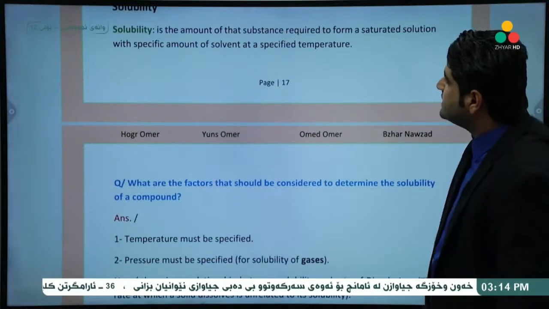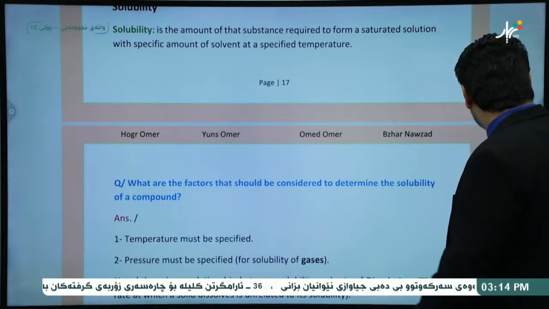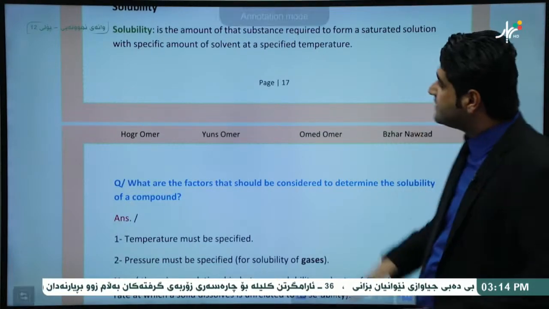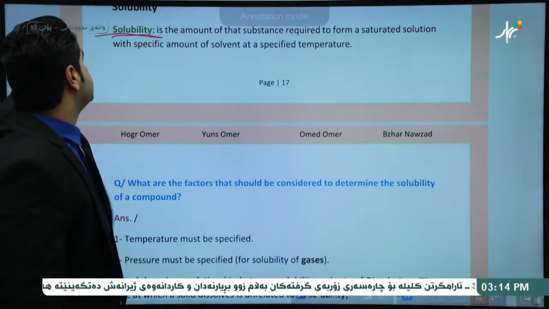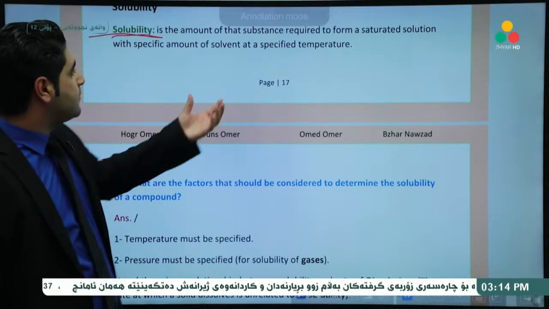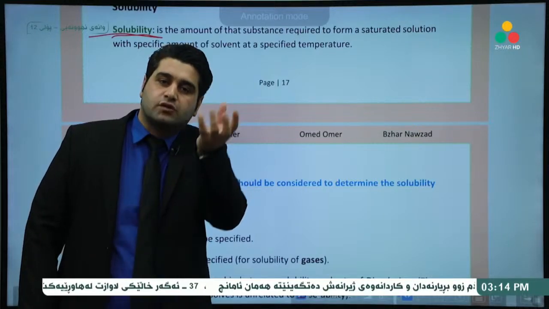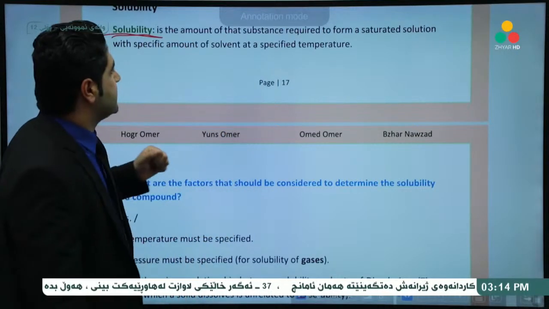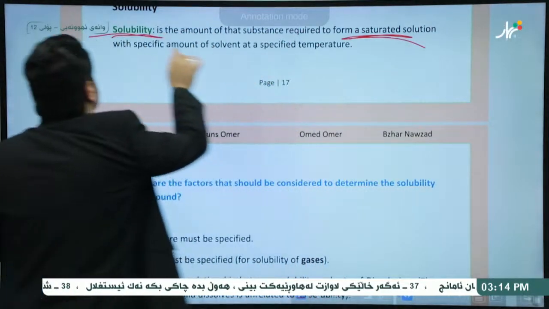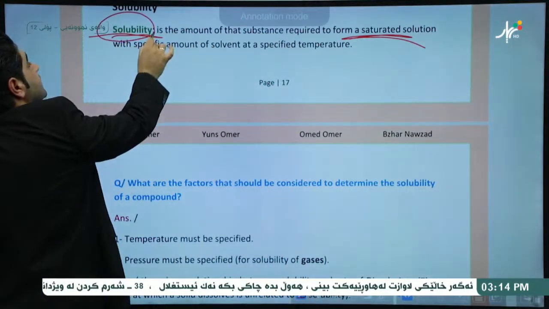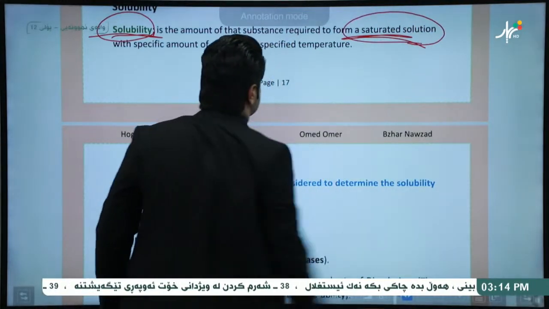Solubility is the amount of solute. Well, this is the explanation of solubility. Let's stay on solubility for some minutes. Solubility is the amount of a substance required to prepare a saturated solution. So the explanation of solubility is built on the basis of a saturated solution.